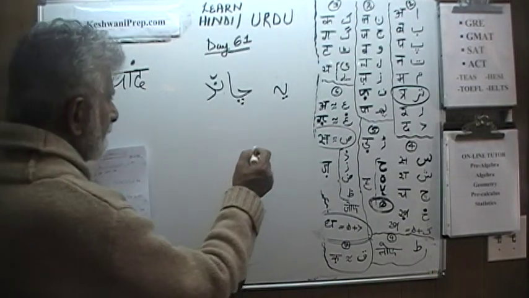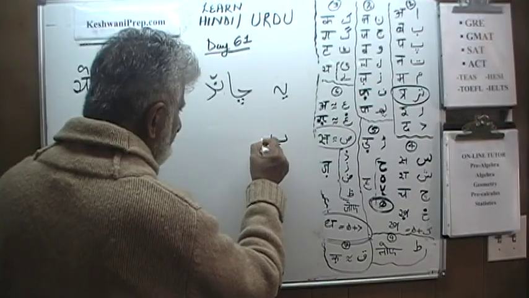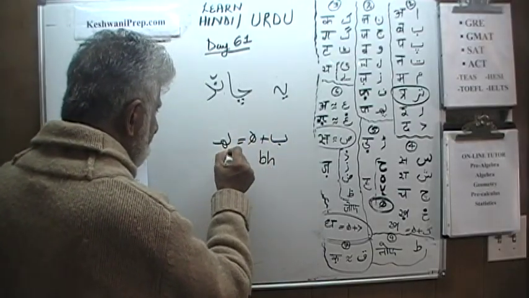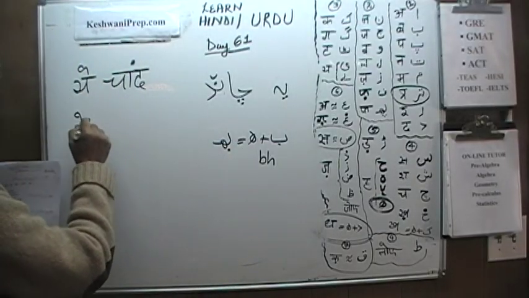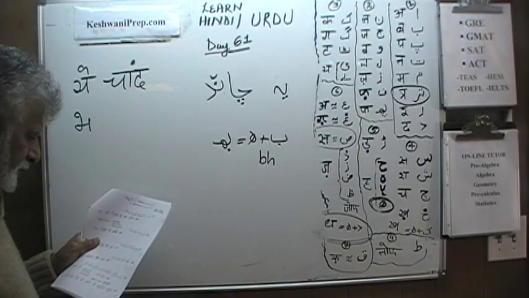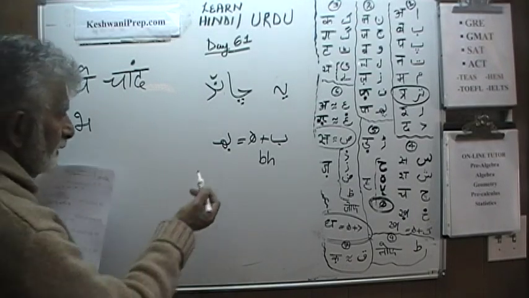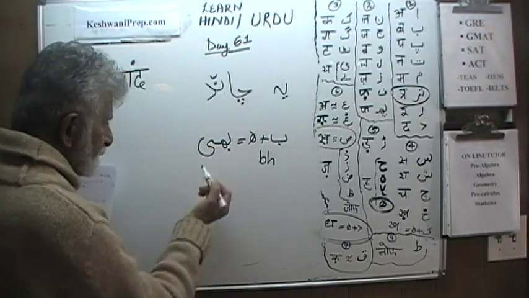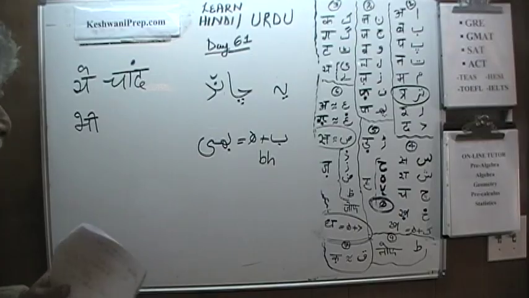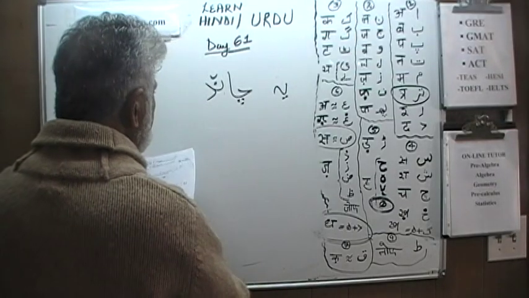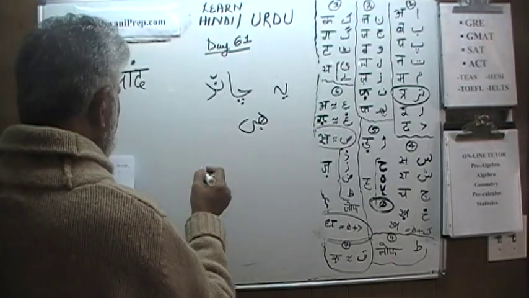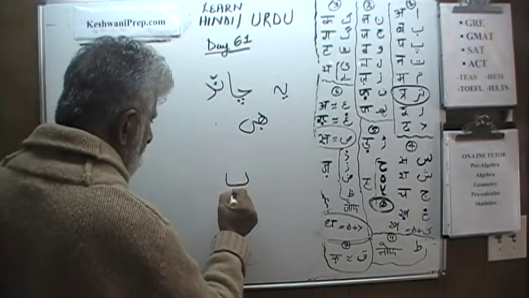Bh, that's a B and an H, which is going to give us bh. So we have a bh to which we join the choti ye and it becomes bhi. Ye chand bhi.